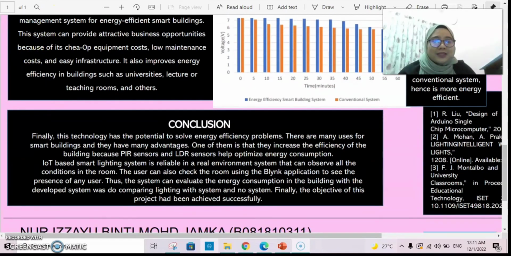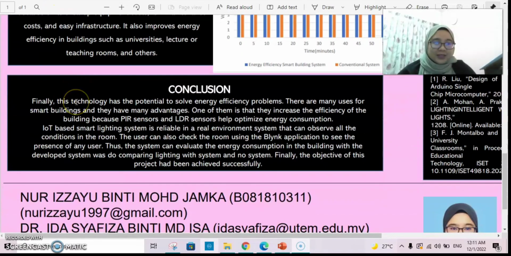And the last one is the conclusion. Finally, this technology has the potential to solve the energy efficiency problem. There are many uses for smart buildings and they have many advantages. One of them is that they increase the efficiency of the building because the PIR sensor and LDR sensor help optimize energy consumption.